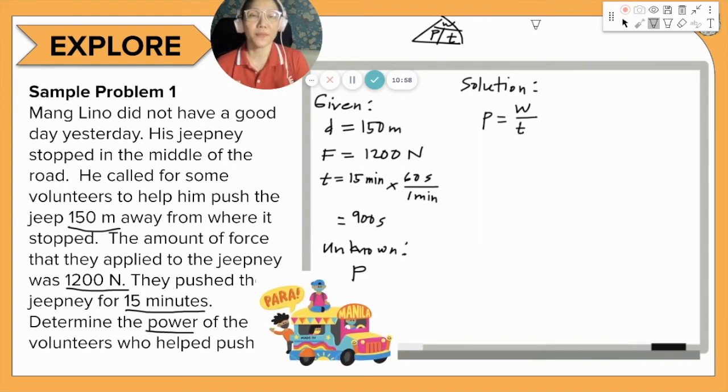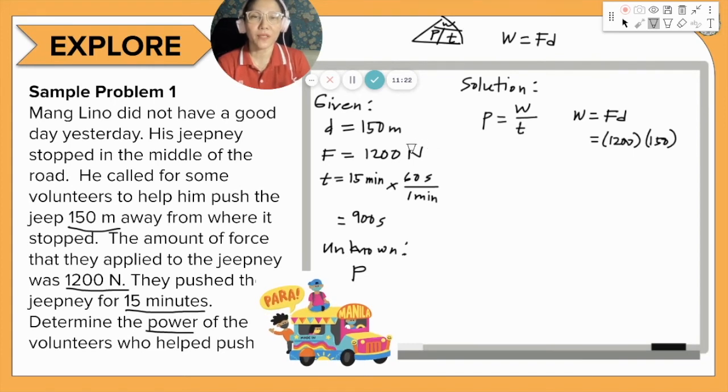Again, the formula for work is W equal to F times displacement, right? So I can just compute for work here on the right side. That's just equivalent to 1,200 times the displacement of 150. Again, I'm not putting the units because the units are already the units that I want them to be in, newton and meter. So I just get my calculator, 1,200 times 150, and this is actually equivalent to 180,000, and the unit for work is the joule, J. So now we have the value for work.